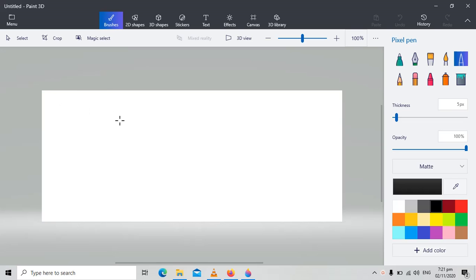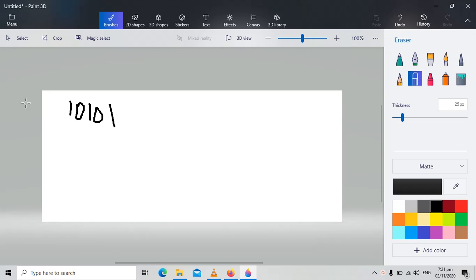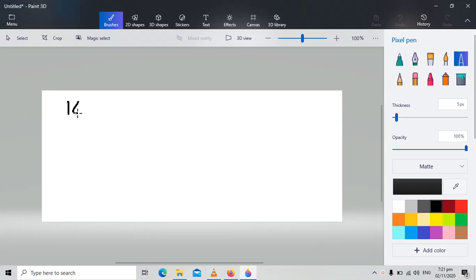Number. Now, let's start with these numbers. Okay, we have the binary number here. So we're going to find the decimal number of this binary number. We will find the values that will lead us to the correct answer.